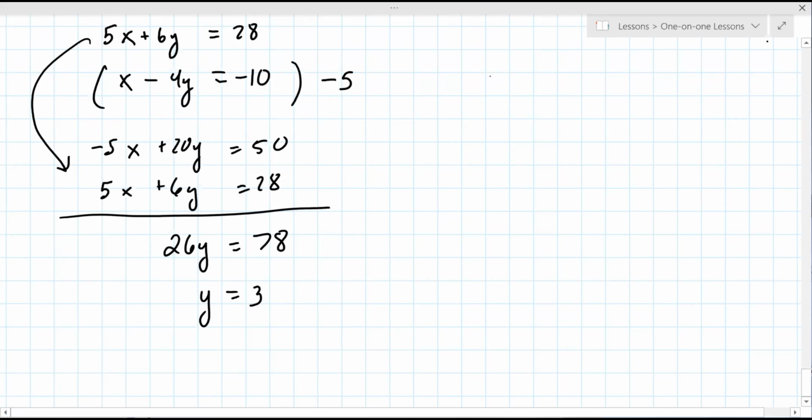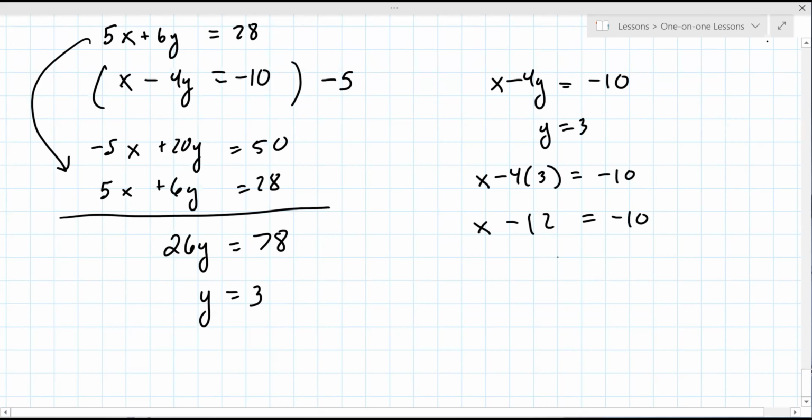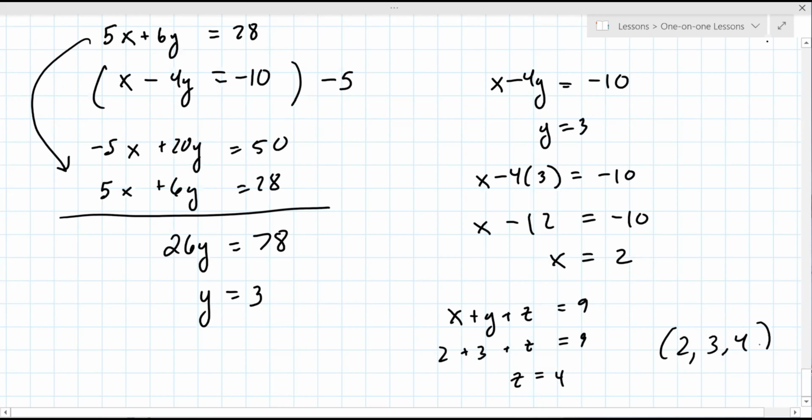Now we're going to use one of the other equations. I'm just going to grab x minus 4y equals negative 10. If y is 3, that's x minus 4 times 3 equals negative 10. x minus 12 equals negative 10, so x equals 2. And now we can go to the last equation, x plus y plus z equals 9. We have 2 plus 3 plus z equals 9, so z equals 4. And we're all done. You could write it as 2, 3, 4 if you wanted.